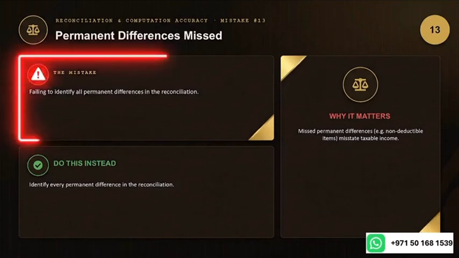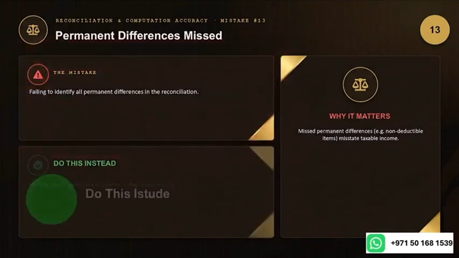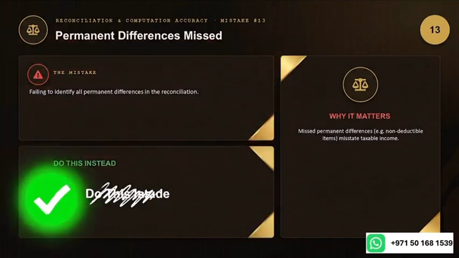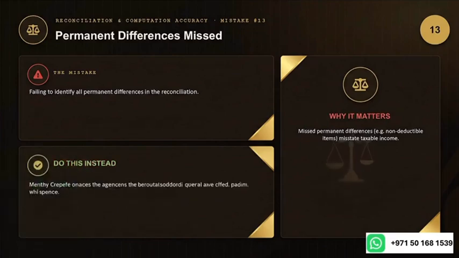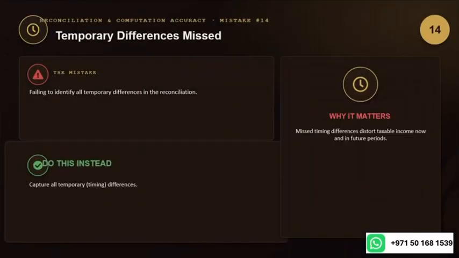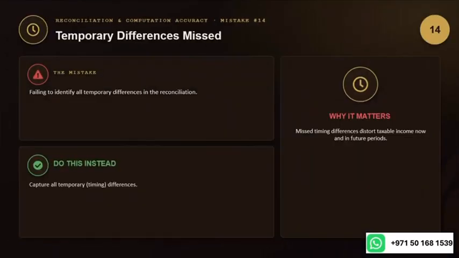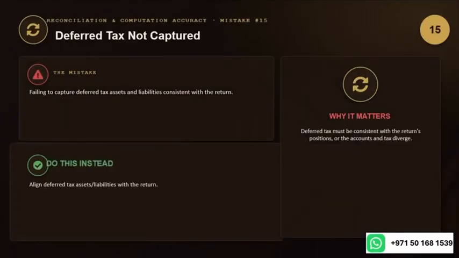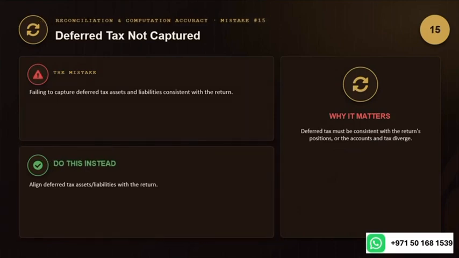Missing permanent differences in reconciliation can misstate taxable income. Identify every difference for accuracy. Identifying temporary differences in reconciliation is crucial to avoid distorting taxable income now and in the future. Deferred tax assets and liabilities must align with the return to prevent discrepancies that can lead to errors.